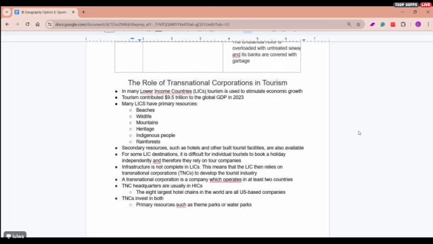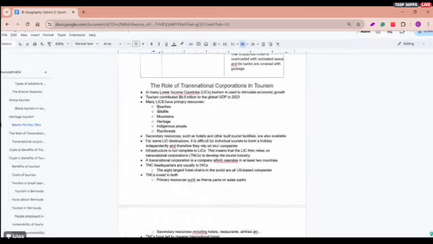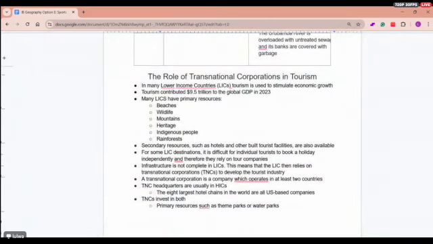So, what is the role of transnational corporations in tourism? So, I remember someone here had a question about this, an essay question about this. So here, listen up to this one. So in many LICs, tourism is used to stimulate economic growth. And tourism contributes $9.5 trillion to the global GDP.